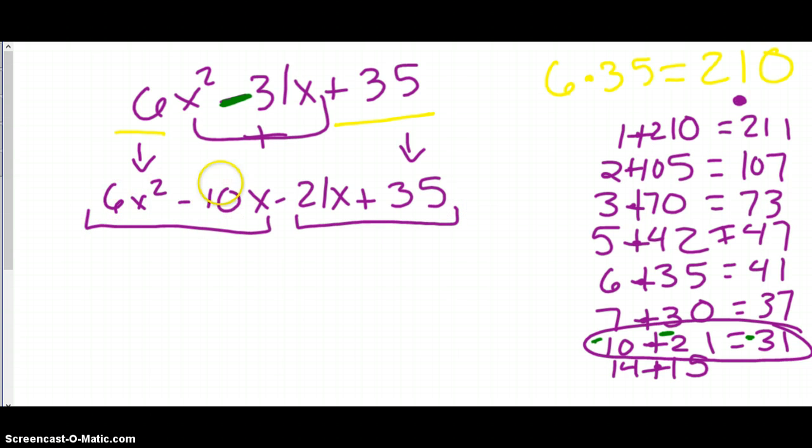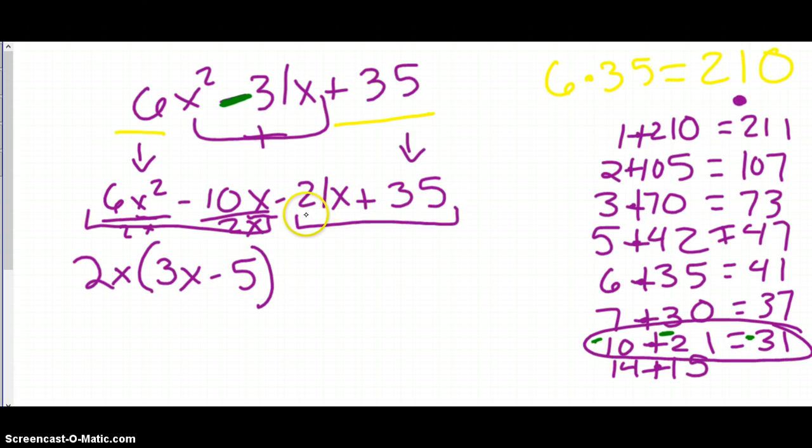So looking at 6 and 10, we want to say what divides into both 6 and into 10. The biggest number that divides into both of those is a 2, and then they both contain a variable, so we have to use a 2x. So then we divide both of these by 2x to figure out what's inside the parentheses. 6x squared divided by 2x is 3x. 10x divided by 2x is 5.